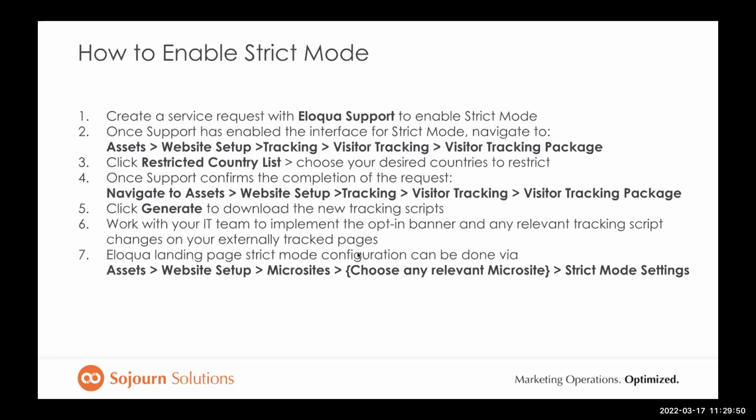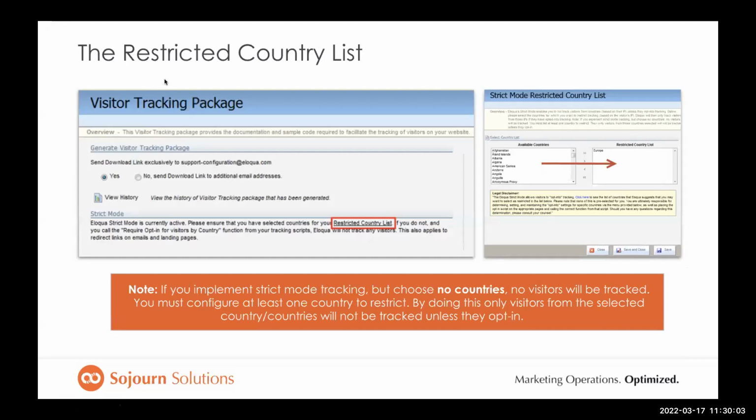So Eloqua landing page strict mode configuration can be done on the relevant microsites, of course, by navigating specifically to those microsites, and then there you'll see the strict mode settings option. And then here I've just got a screen capture showing you the restricted country list area because it's not really called out very boldly. It's just right there, and it opens up this little pop-up for you, and you can add or remove countries here as needed.